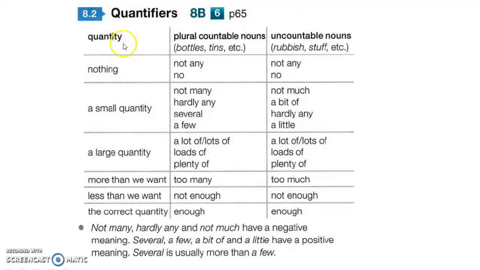So here in this table, which was taken from Face2Face Intermediate, Cambridge University Press, we have three different categories. We have quantity, plural countable nouns, and uncountable nouns. When I have nothing, I could use not any or no for plural countable nouns, and not any or no for uncountable nouns too.